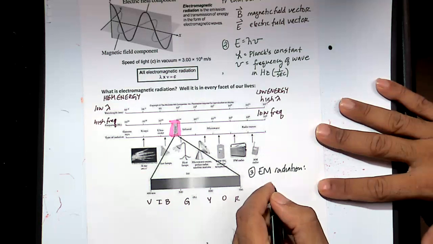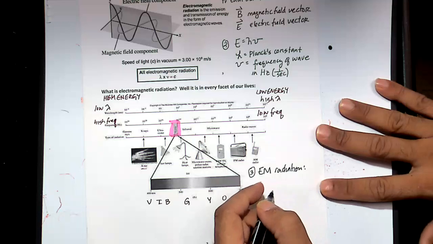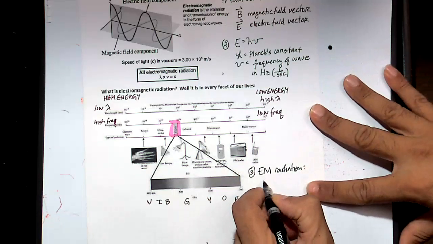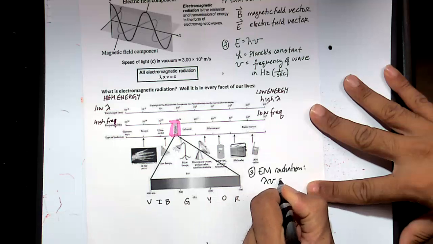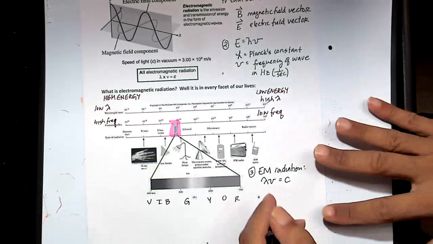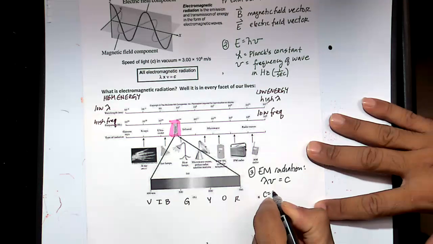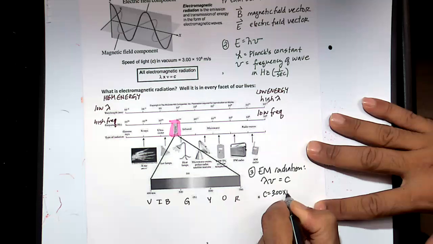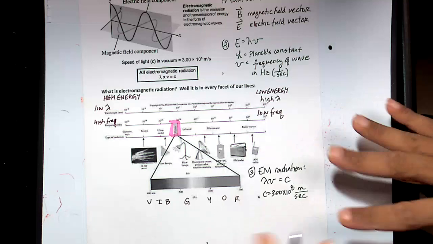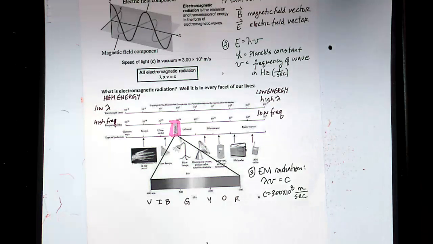They travel at the speed of light, which is a constant that I will give you as well. So wavelength, lambda, times frequency, that speed is C, which stands for the speed of light. C, speed of light, is 3 times 10 to the 8 meters per second.